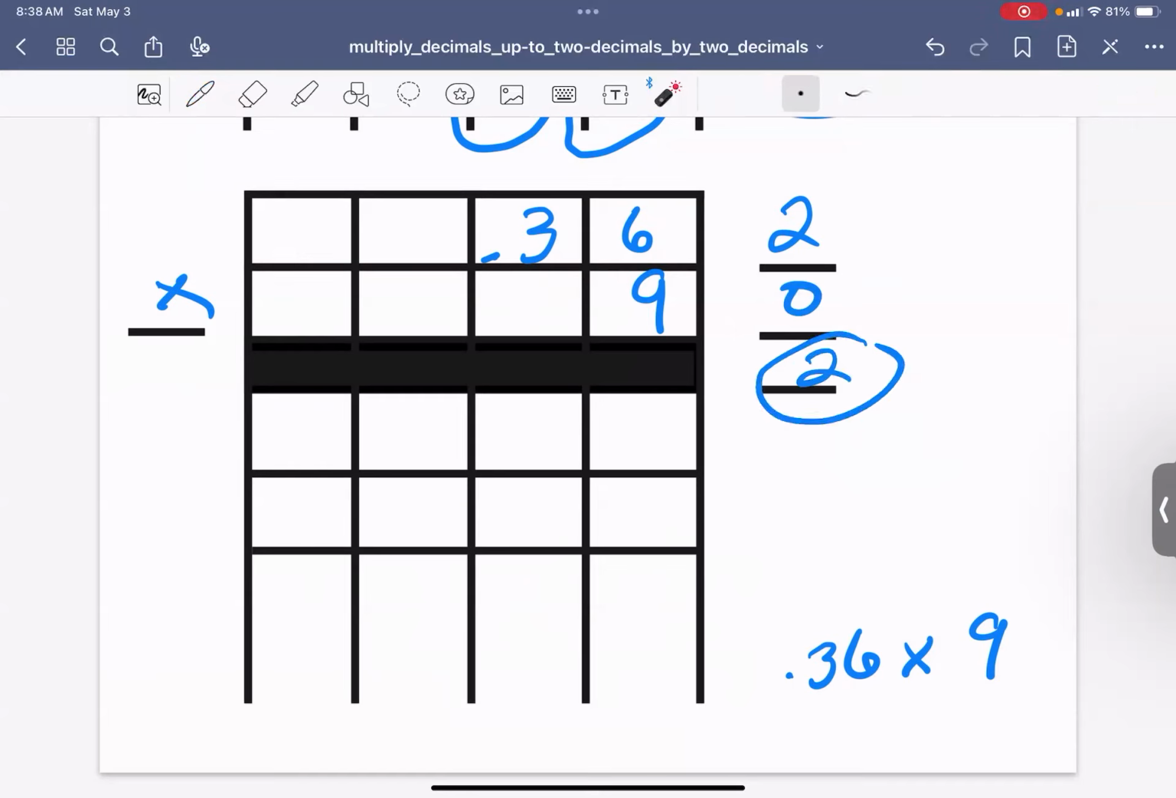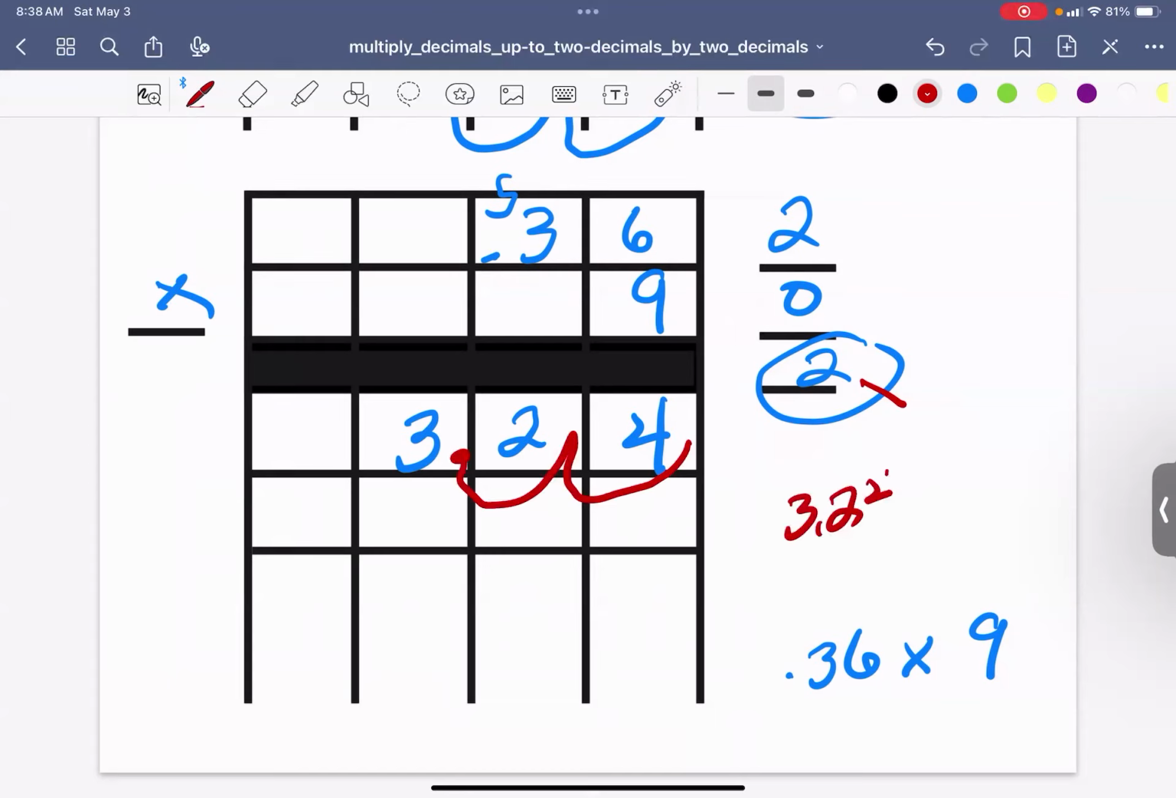So let's multiply. So 9 times 6 is 54. Carry the 5. 9 times 3 is 27. 27 plus 5 is 32. So there's nothing to add. So we're just going to move the decimal 2 times. So 1, 2. So the answer is 3.24.